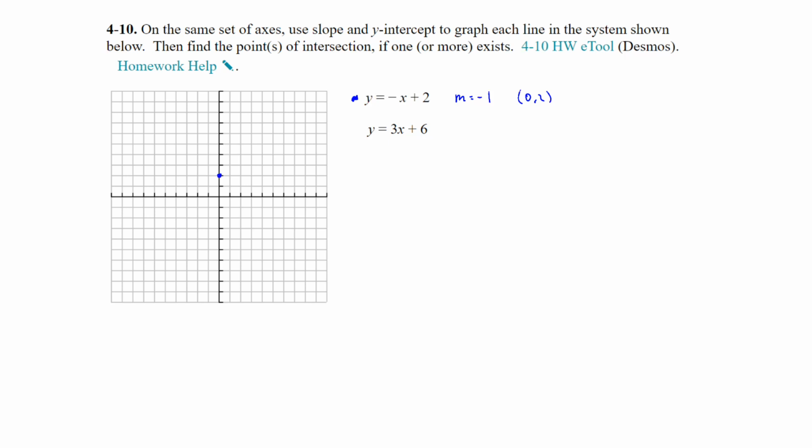So plot the y-intercept and then a slope of negative 1. Remember, you should be going down 1 and to the right 1, or up 1 and to the left 1, so that your slope or your line is decreasing.